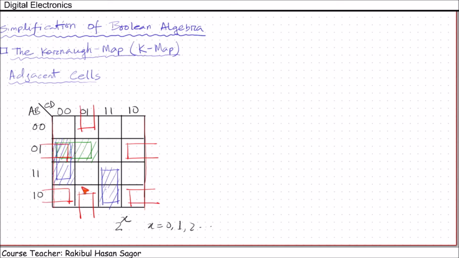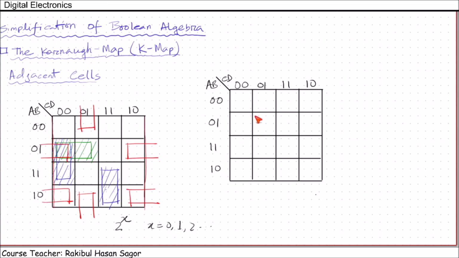Let me show you the concept of 4 adjacent cells. Here, these 4 cells are adjacent. This is clearly visible, they are adjacent. These 4 cells are also adjacent. They are considered as adjacent cells. Similarly, these 4 cells are also adjacent cells. These 4 cells are also adjacent cells.